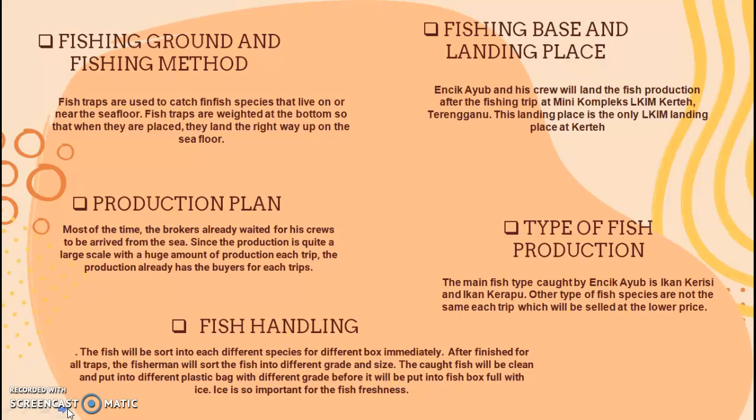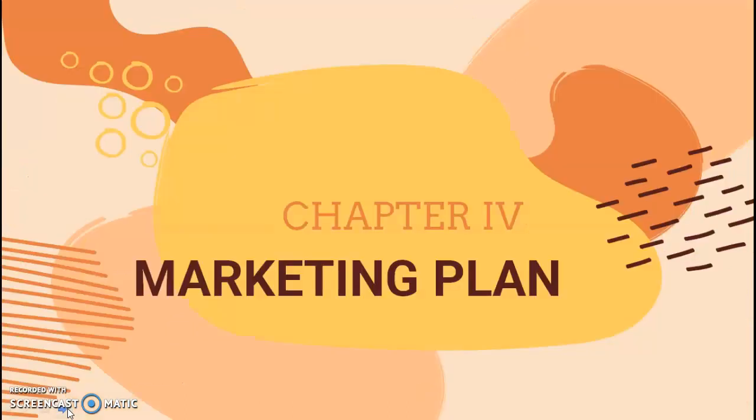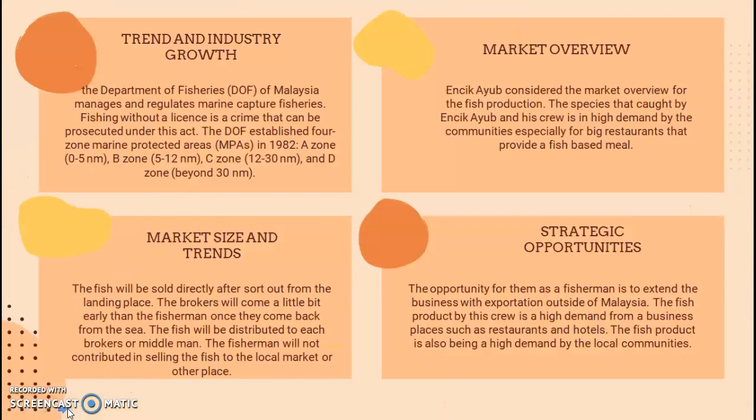For the production plan, most of the time the brokers already wait for his crew to arrive from the sea. Since the production is quite large scale with a huge amount of production each trip, the production already has a buyer for each trip. The types of fish produced are ikan kerisi and ikan kerapu, and a few other species that will be sold at a low price. For fish handling, the fish will be sorted into different species, grades and sizes. For Chapter 4, Marketing Plan.